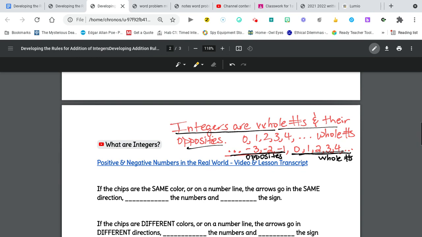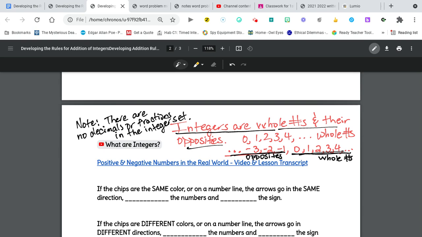Now, you will not find decimals or fractions. Okay, there are no decimals. You want to put this down as a little note: there are no decimals or fractions in the whole number set, in the integer set. Okay, you won't find any decimals or fractions. It's just whole numbers and the opposites, and that's it.